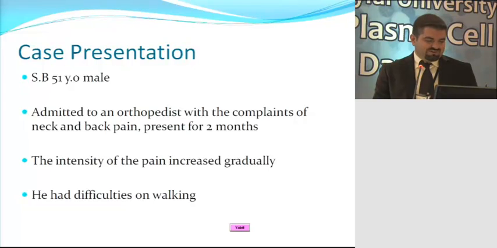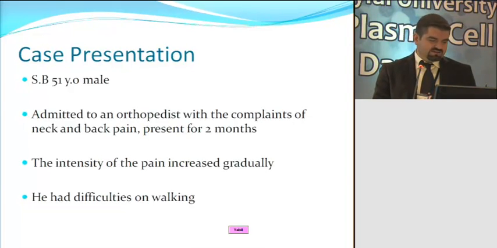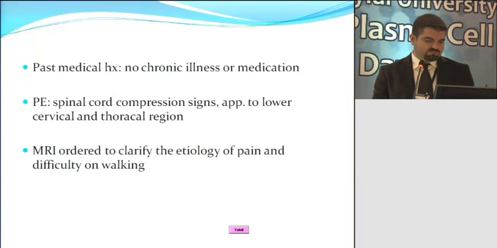This is another patient who was 51 years old at the diagnosis and male, admitted to an orthopedist with the complaints of neck and back pain present for 2 months. The intensity of the pain increased gradually. He had difficulties on walking. Past medical history revealed no chronic illnesses or medication. Physical examination revealed spinal cord compression signs that approximated to lower cervical and thoracic region.